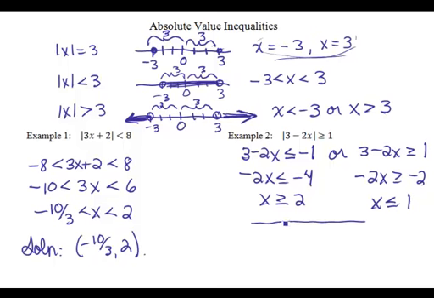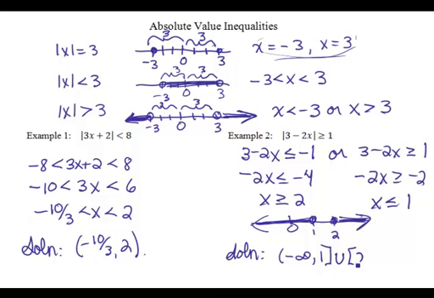Now if you have trouble thinking about how to write this, put it again on a number line. This one says greater than or equal to 2. This one says less than or equal to 1. So our solution in interval notation would be from negative infinity to positive 1, including the 1, union, include the 2, off to positive infinity. So there are a couple examples, one of each type of inequality involving absolute values.